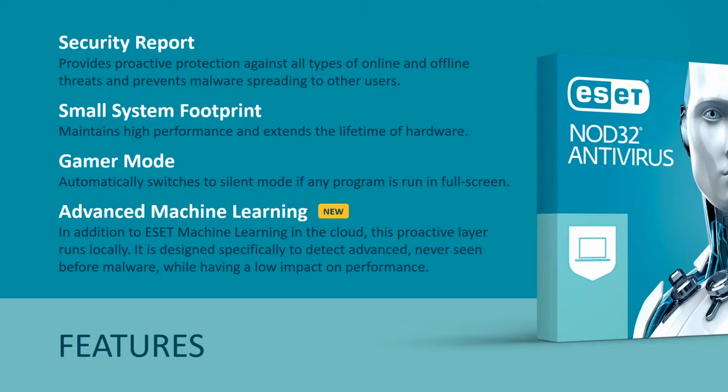Machine learning is something that ESET has been doing since the 90s. ESET also does machine learning in the cloud, and this is known as LiveGrid. Advanced machine learning, however, is a proactive layer that runs locally on the device itself.